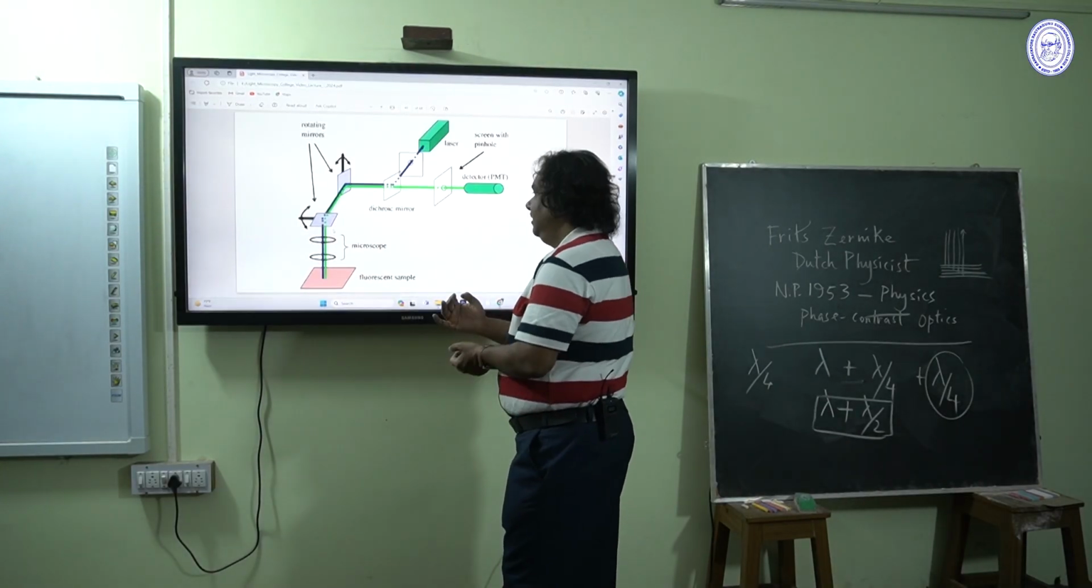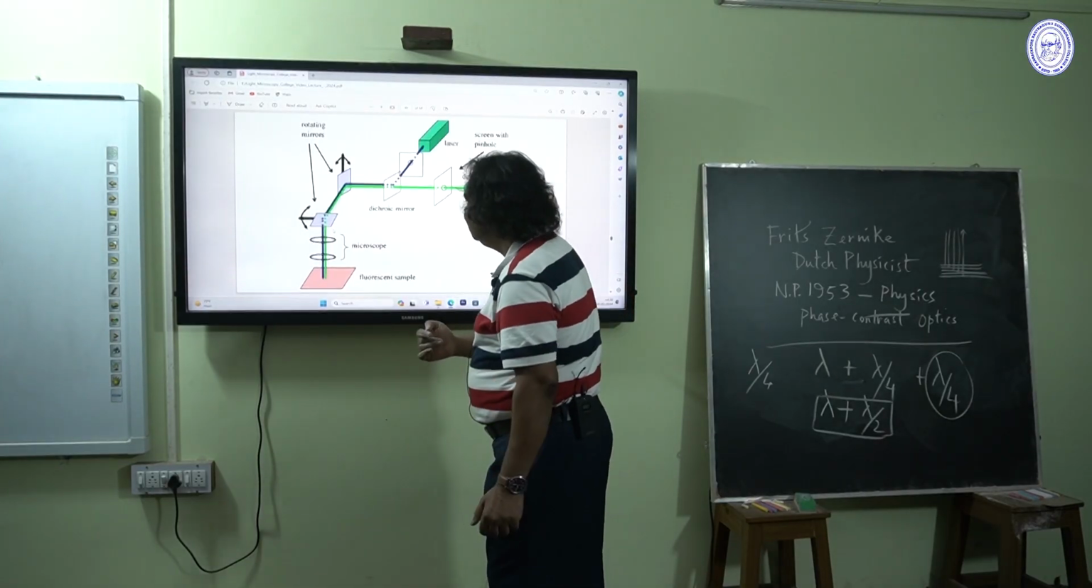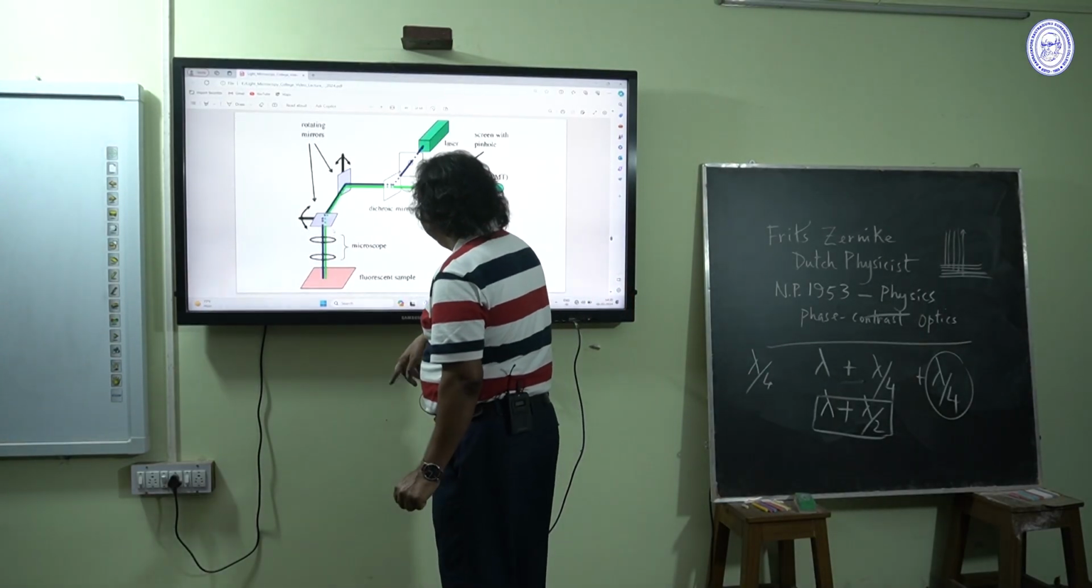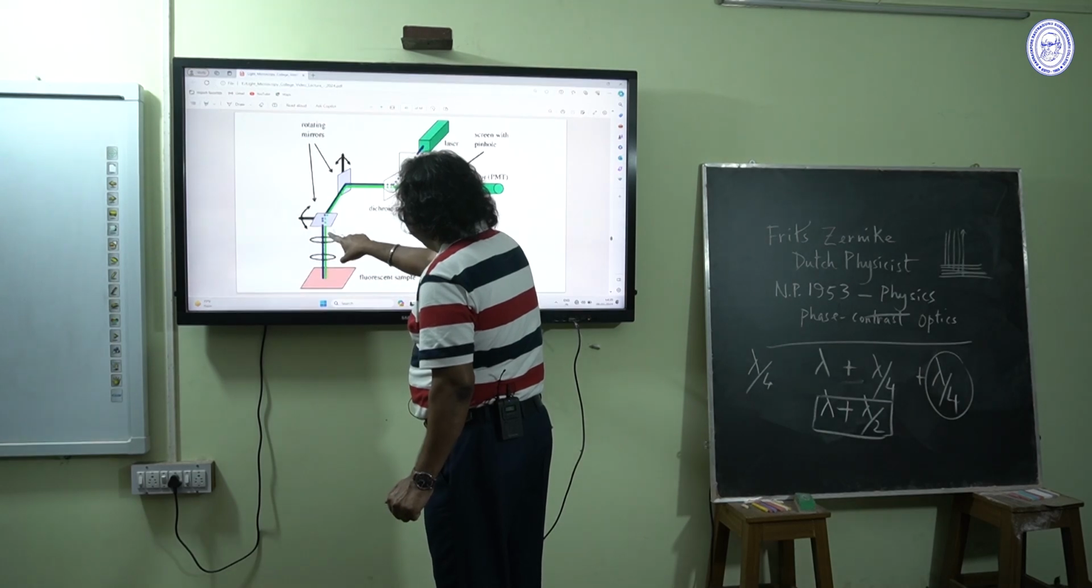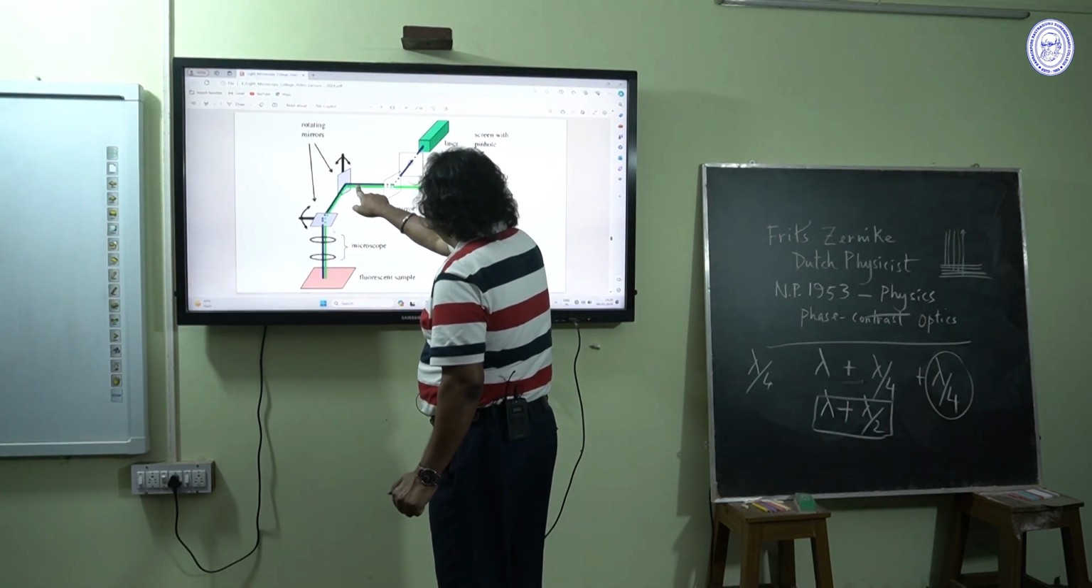After that, it will excite the fluorescent molecule and emit the higher wavelength of light. And this is green in color. Then it is returning back through the same direction.